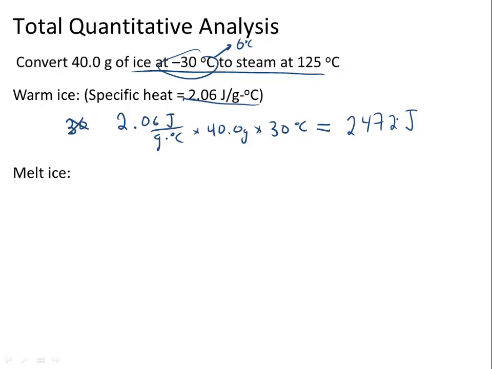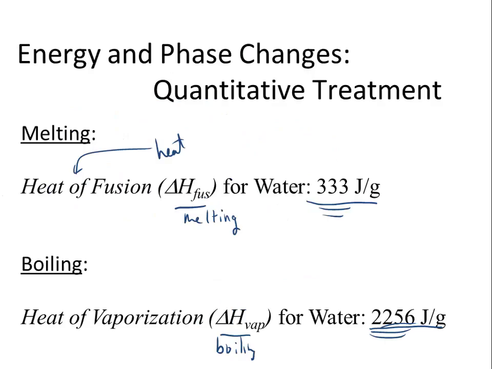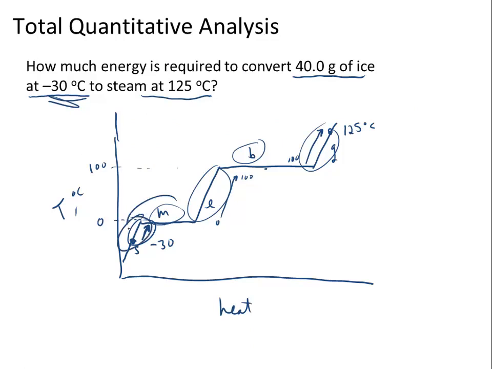Next, we're going to melt that ice. We have 40.0 grams times the heat of fusion for ice, which was 333 joules per gram. That's how much it takes to melt 1 gram of ice. So 333 times 40 is 13,320 joules for melting. So we've now done this part and that part.